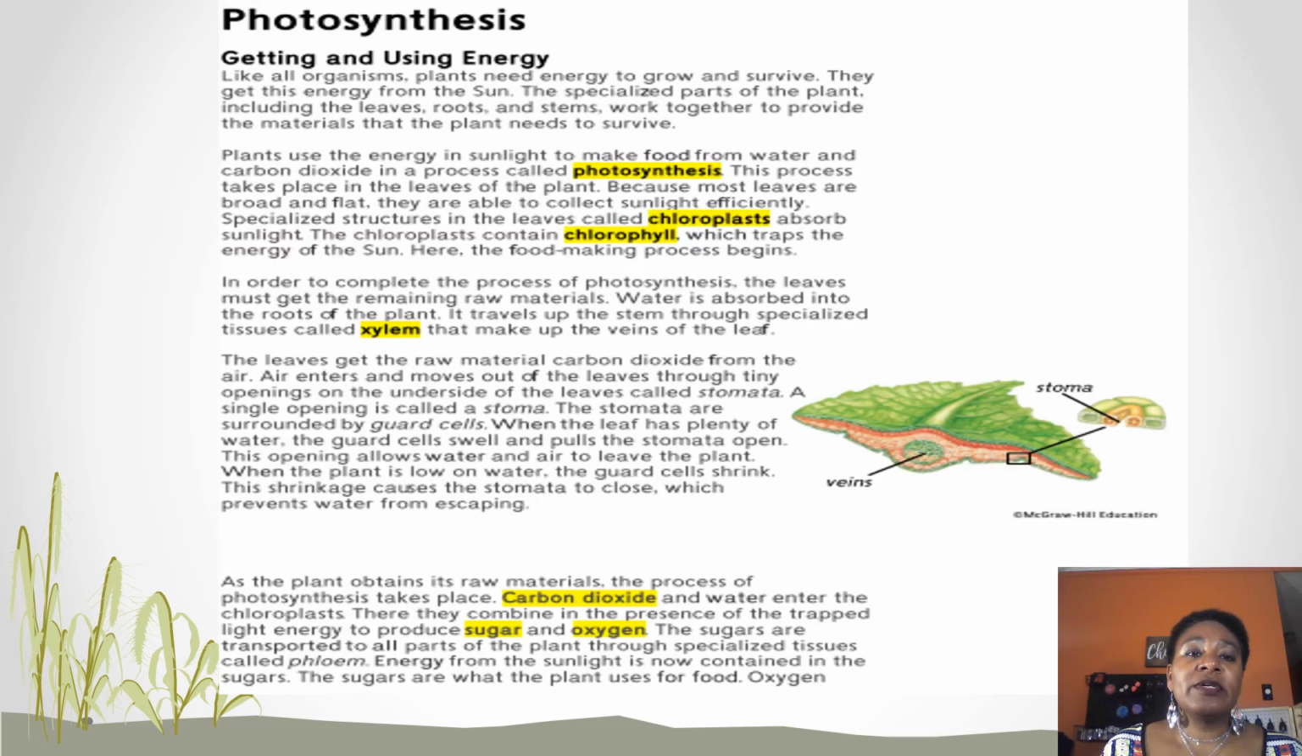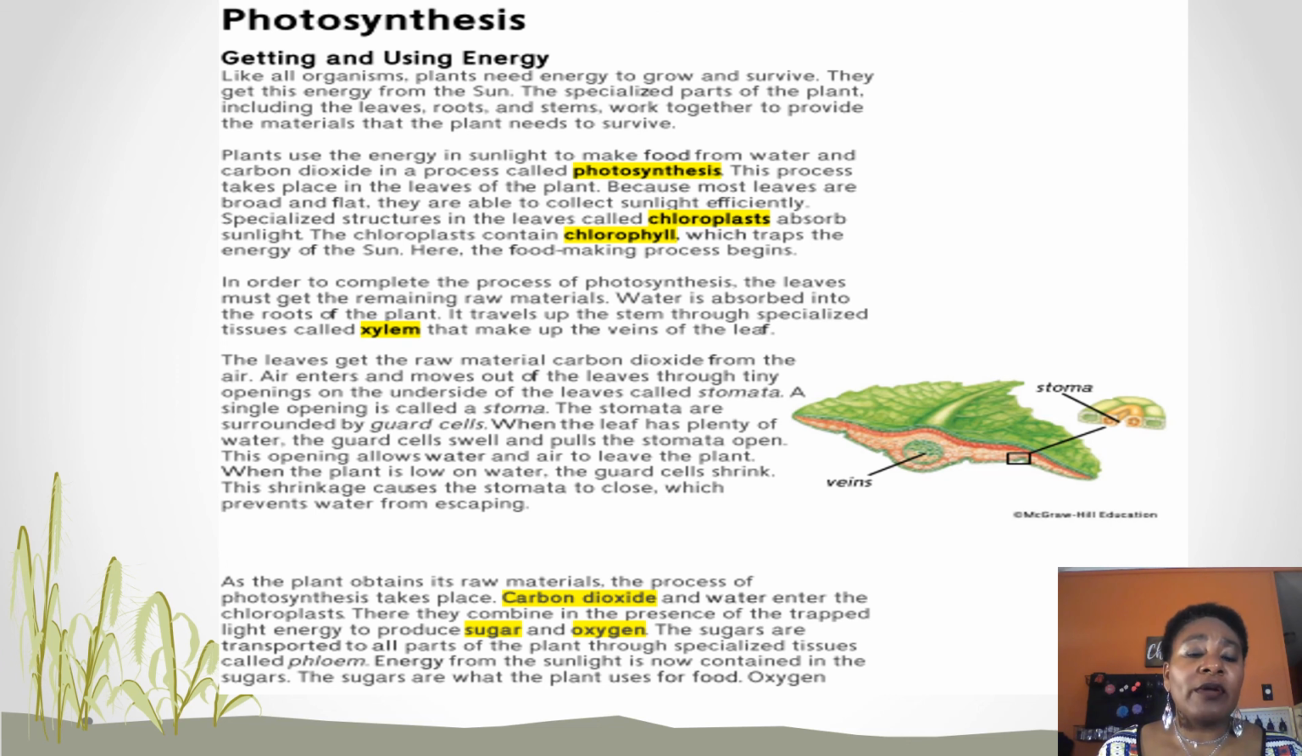Let's take a look at this article entitled Photosynthesis. Follow along as I read it aloud. Getting and using energy. Like all organisms, plants need energy to grow and survive. They get this energy from the sun. The specialized parts of the plant, including the leaves, roots, and stems, work together to provide the materials that the plant needs to survive. Plants use the energy in sunlight to make food from water and carbon dioxide in a process called photosynthesis. This process takes place in the leaves of the plant.